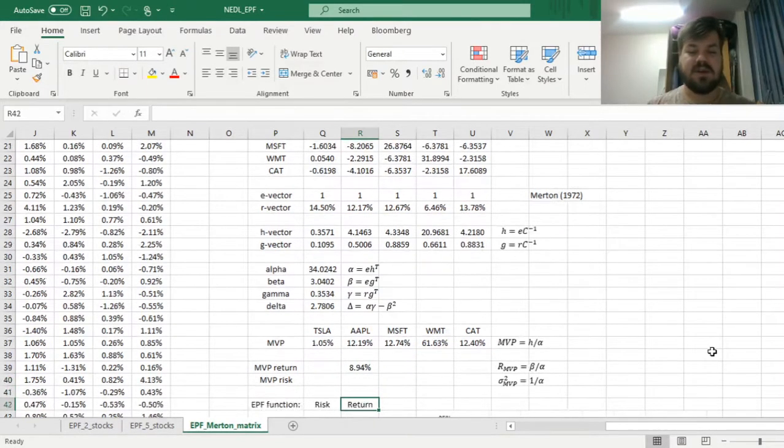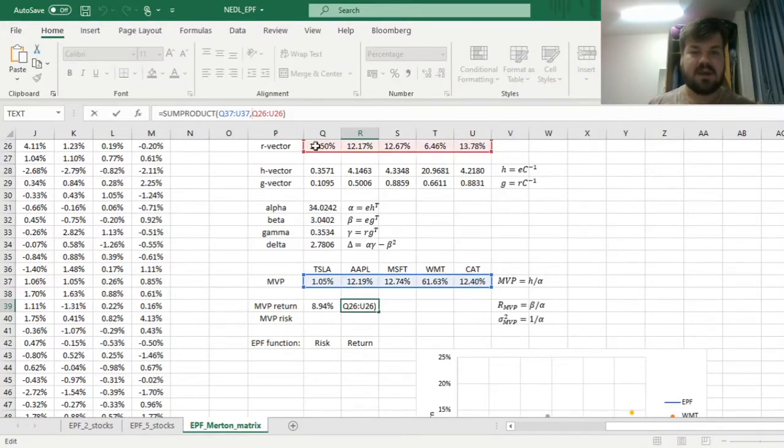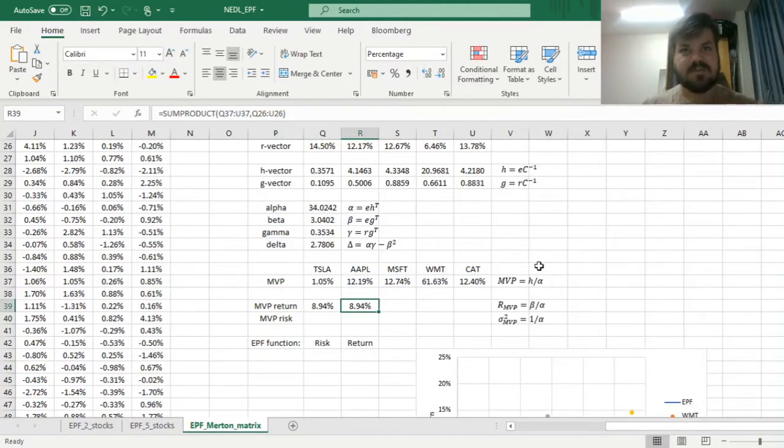But actually, you can do even easier than that. You can use the constants that you obtain over here to get the return and risk of the MVP. MVP standing for minimum variance portfolio, not most valuable player. So the return of the MVP is equal to beta divided by alpha. So divide beta by alpha and we get 8.94%. And that's exactly what you get if you weigh the expected returns you input into the model by the weights you obtain from dividing the H vector by the alpha constant. So again, some reinforcement of this result being correct here. But what about the risk?